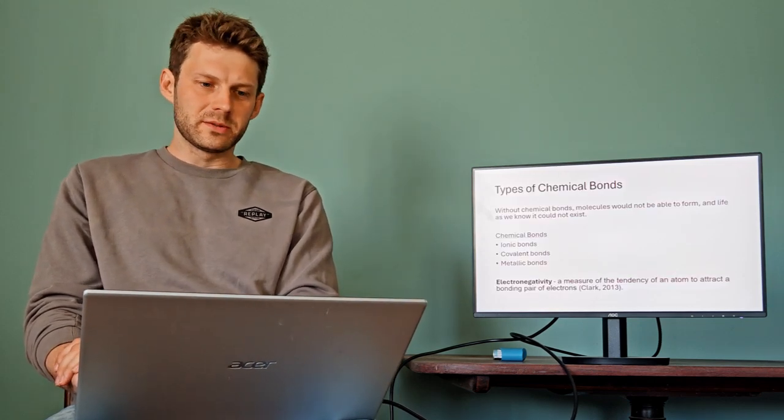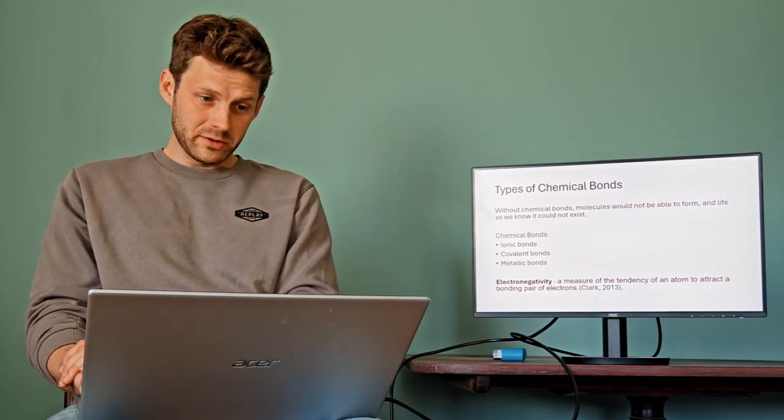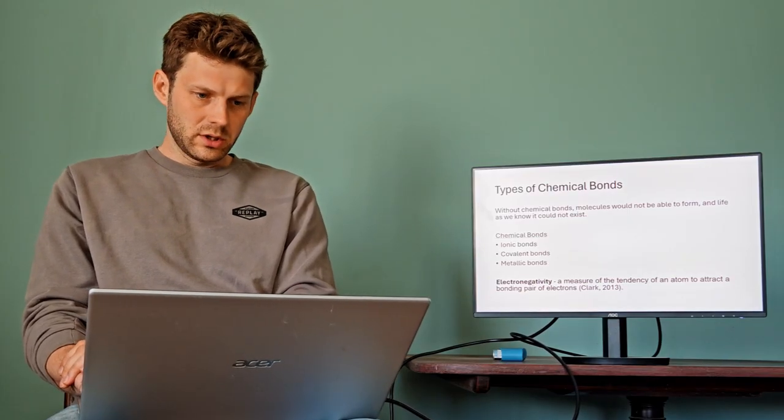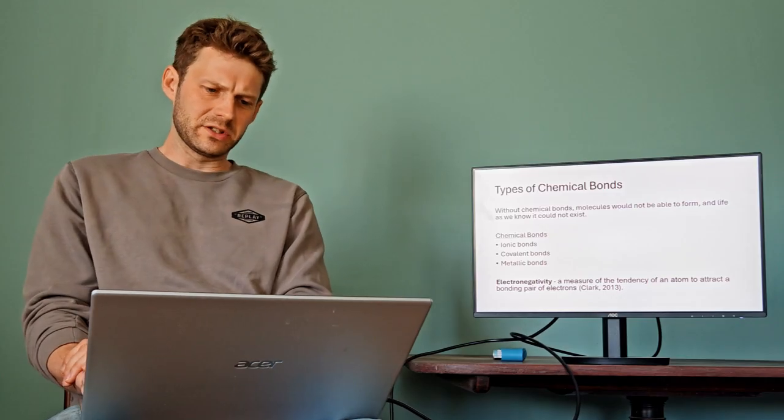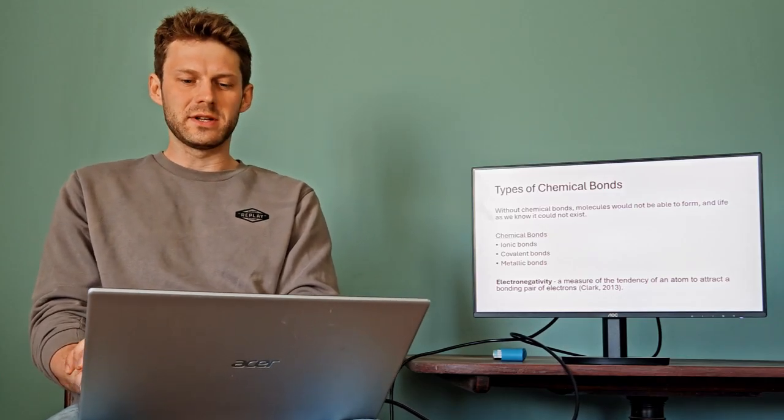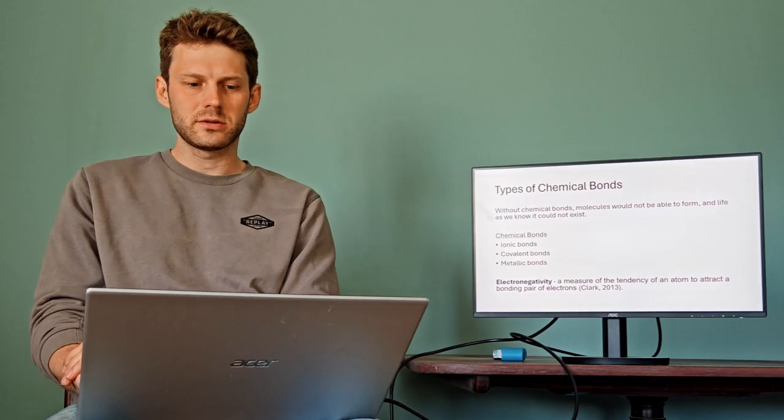So there's three different types of chemical bonds: ionic bonds, covalent bonds, and metallic bonds. And also it's worth noting that electronegativity is a measure of the tendency of an atom to attract a bonding pair of electrons.